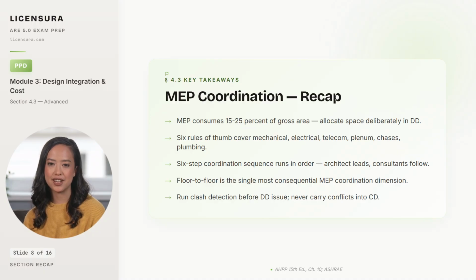Floor-to-floor height is the single most consequential MEP coordination dimension, and reducing it in VE without rechecking MEP clearances is one of the most common pathways to a coordination claim. And finally, run clash detection before issuing DD and resolve every conflict on the page. Carrying unresolved clashes into CD is professional negligence.